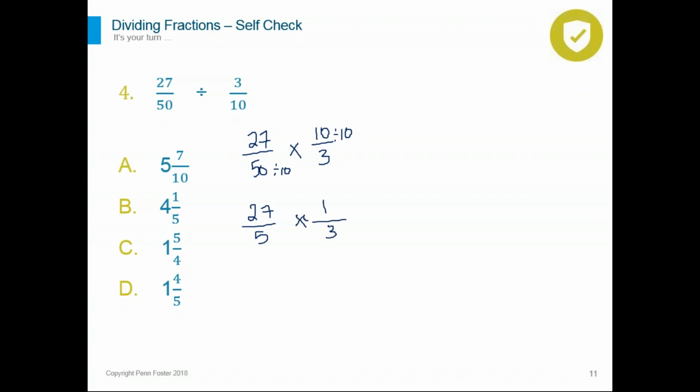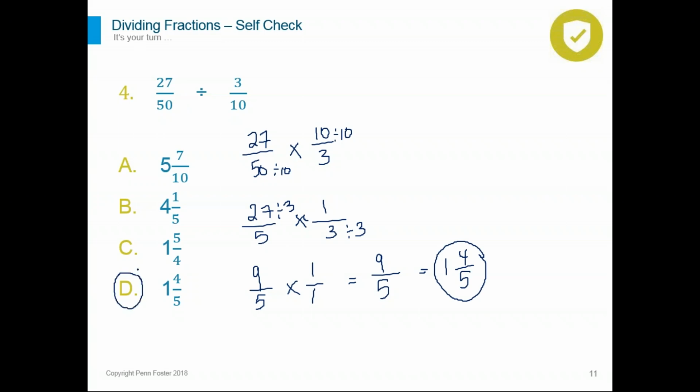Okay, again, I have 27 and 3, eliminate 3 and eliminate 3. 27 over 3 is a 9, and then we still have the 5 on the bottom, 1 over 1, and then multiply across. 9 times 1 is a 9, 5 times 1 is a 5. Put your answer in simplest form, so that would be 1 and 4/5, and that is the quotient of dividing these two fractions. So the answer is D, 1 and 4/5.